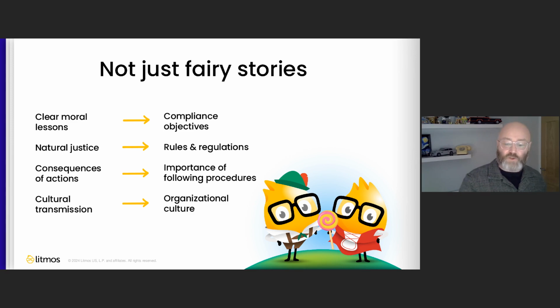And then there's also this idea of natural justice, the bad guy getting their comeuppance in the end, with rules and regulations, and those consequences of the actions, and the importance of following procedures, and ultimately this very powerful cultural transmission. You know, we all remember these stories. They're pretty universal. They're cross-cultural, and I think most HR directors and most L&D directors would kill for that transmissibility, memorability, and engagement that this very primal level of storytelling achieves in a business organization. So I think there's something we can tap into here in terms of the shape of these stories and how they work in order to make these experiences a little less boring, more effective.